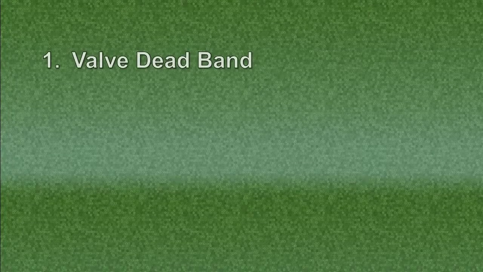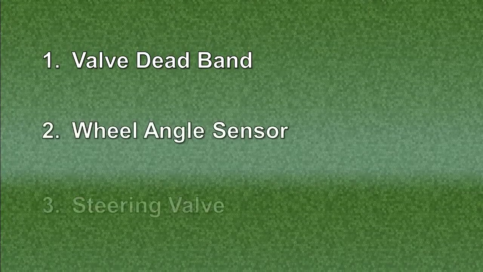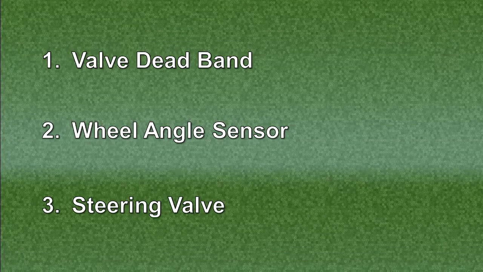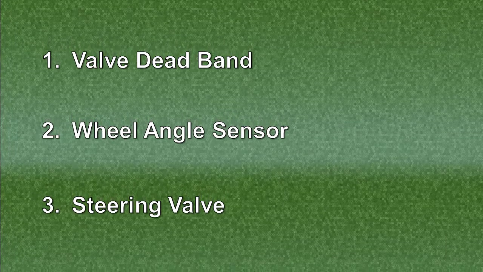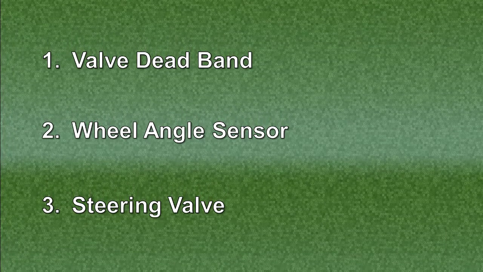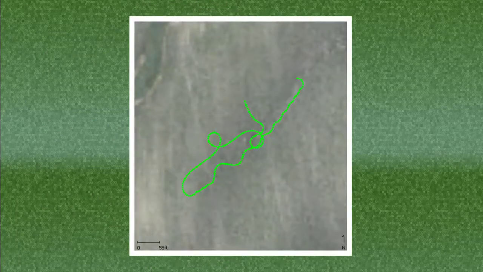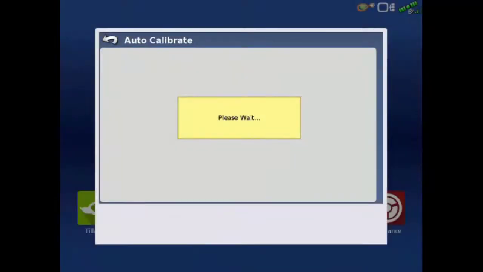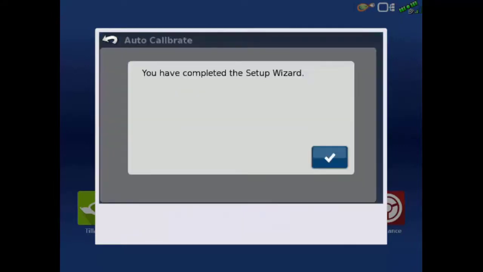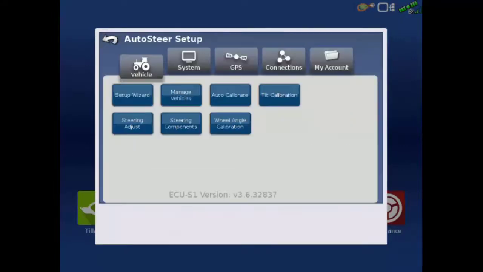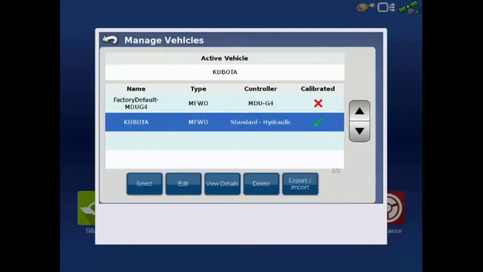We'll skip over the last 3 calibrations for valve deadband, wheel angle sensor, and the steering valve. Each of these takes a few minutes of driving slowly while the vehicle steers itself. This should be done in a large open area because the calibration can be fairly erratic, as you can see in this photo. You can always pause the calibration to change the vehicle heading if you need to calibrate in a smaller area. Once the calibrations are complete, your vehicle will be saved and ready for use.